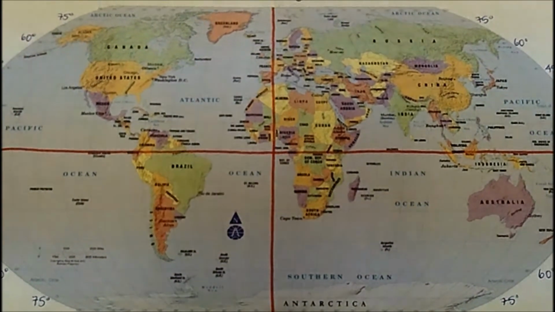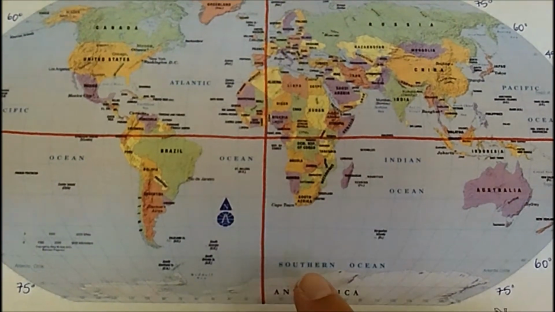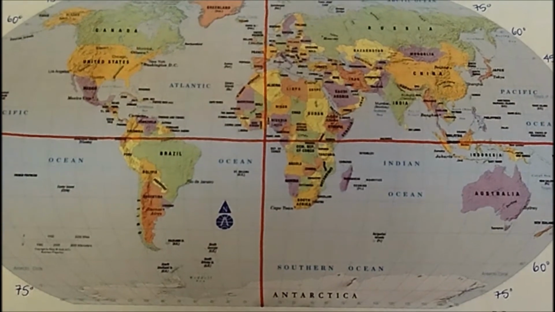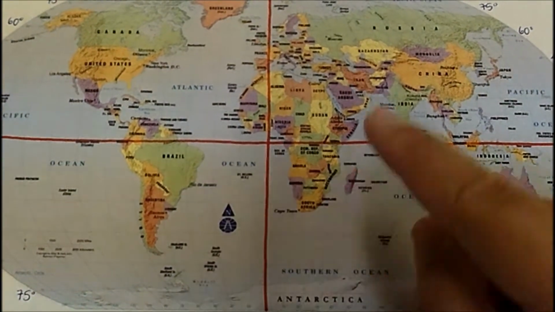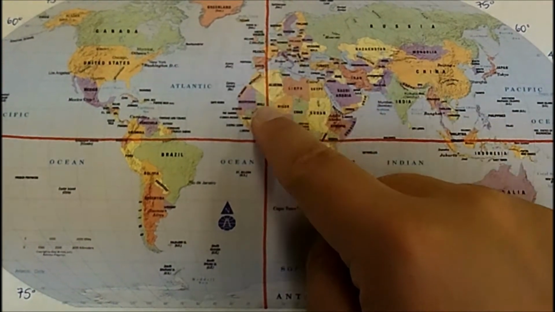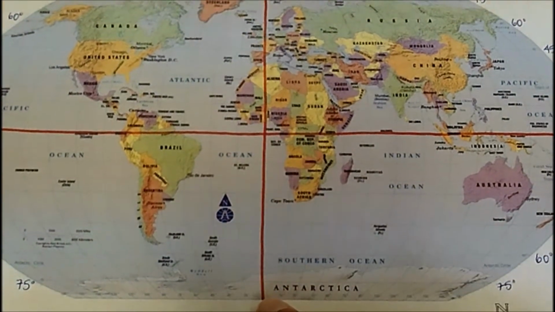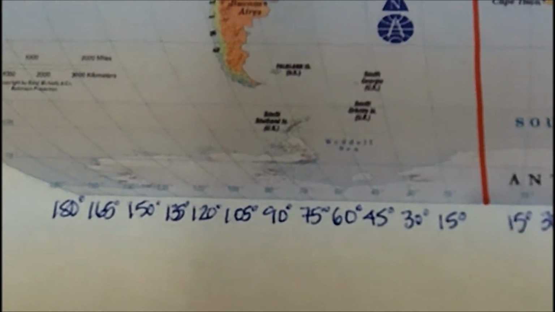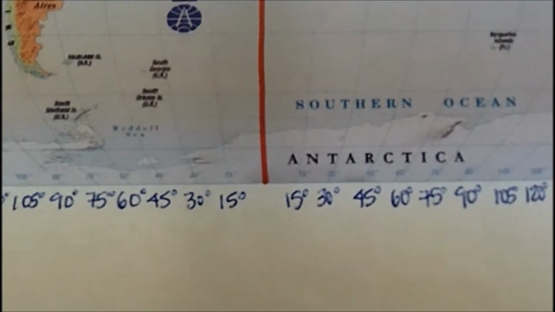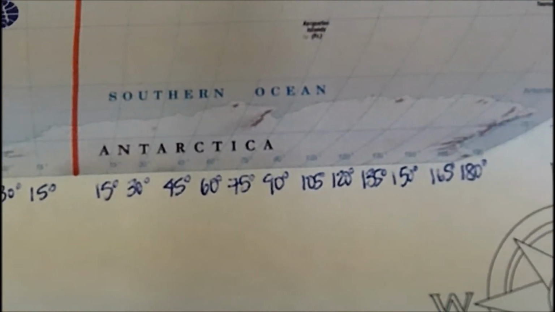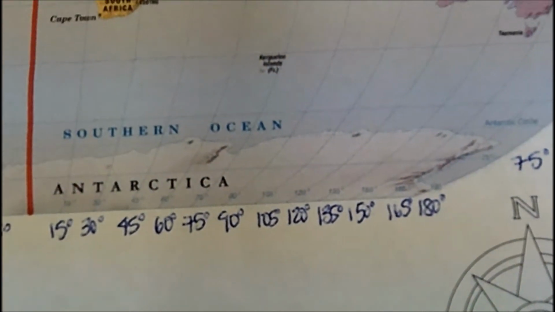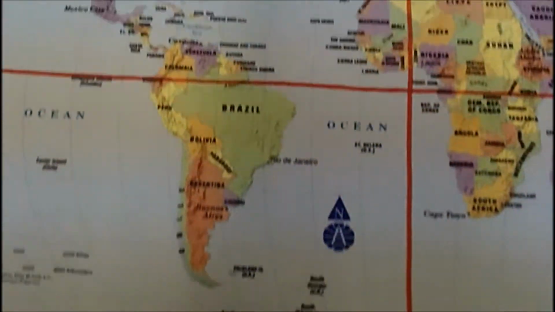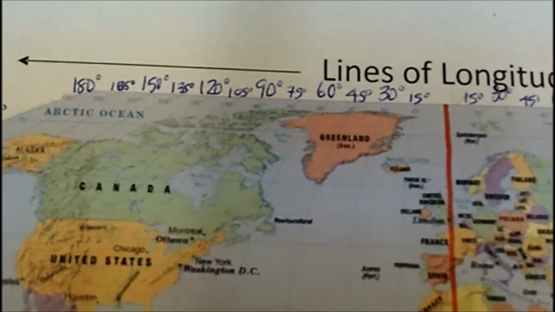All lines of longitude are measured east, to the right, or west, to the left, of the prime meridian. Lines of longitude will never intersect with or cross the prime meridian. I have labeled the lines of longitude on this map so that you can see them a bit easier. They are all labeled in your history book and almost every map you look at. Typically, they are labeled on the bottom edge and top edge of the map.